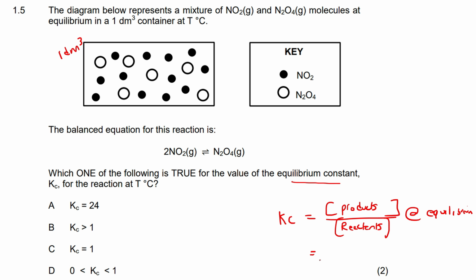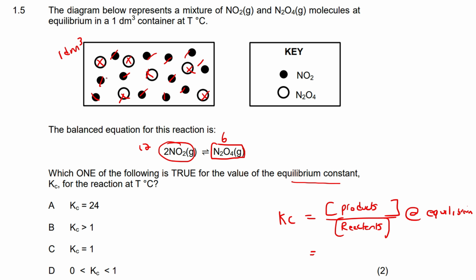So the products are always the ones on the right hand side. We can see that that's the white balls. If you look at how many white balls there are, there's 1, 2, 3, 4, 5, 6. Whereas if you look at the number of reactants, which is the black balls, there's 1, 2, 3, 4, 5, 6, 7, 8, 9, 10, 11, 12. So there's 12 of those, and only 6 of these.